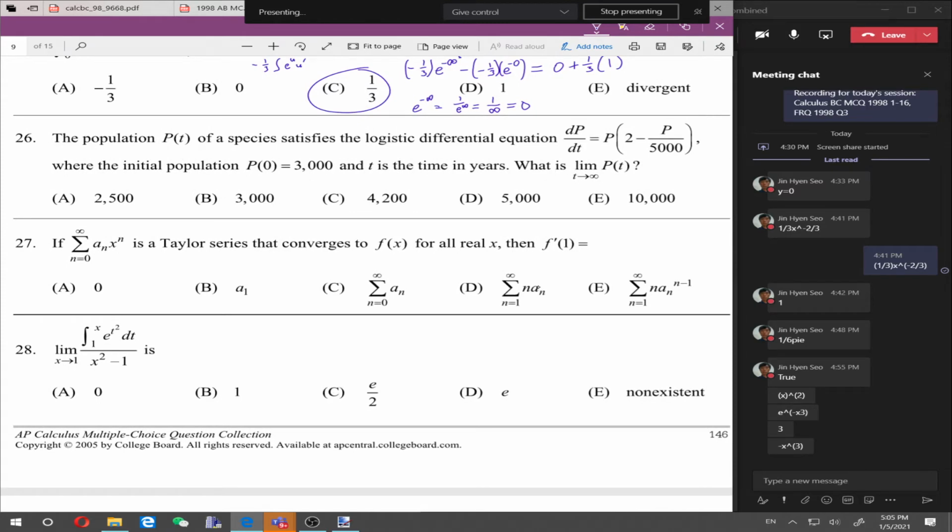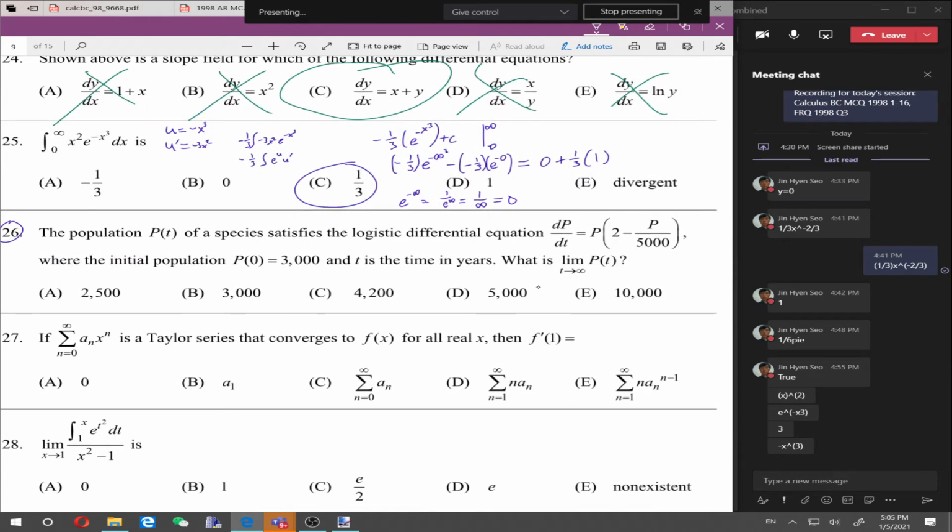Population, logistics. I think this could technically come up in AB as well, so let's go ahead and do this one. Our population of a species satisfies our differential equation dp over dt is p times 2 minus p over 5,000. The initial population is, when t is 0, our population is 3,000. I want to know what is the limit as t approaches infinity of our population, so what's our maximum population?